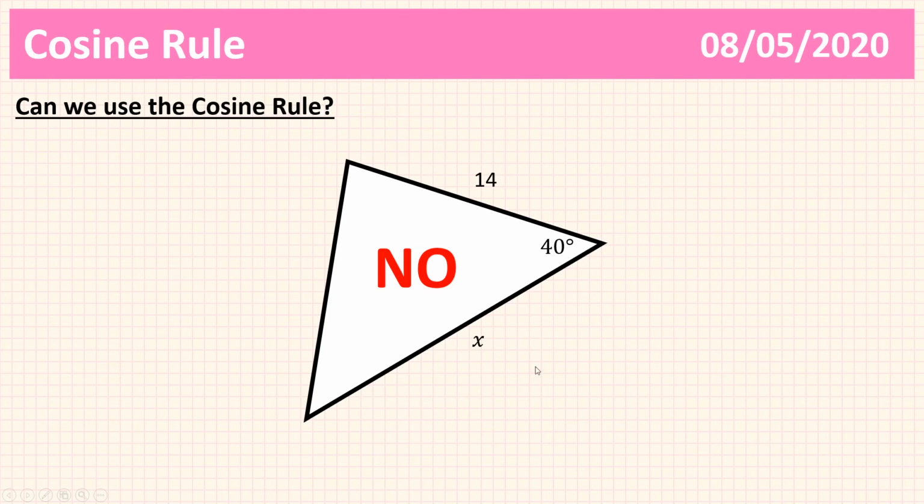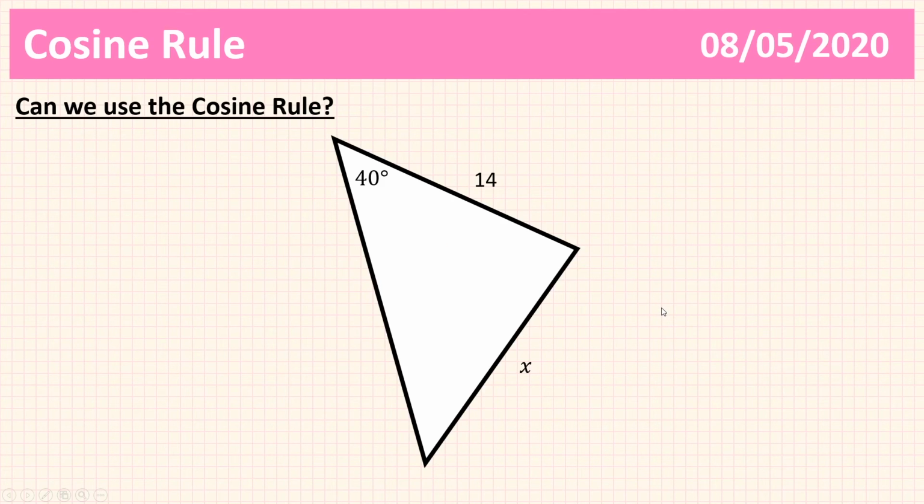Because if we were to label these, we'd label this as C, the 40 degrees is C, but then the opposite side has no value, so we don't know what it is, so we can't apply the cosine rule. Have a look at this one. Can we apply the cosine rule? The answer is no. Even though the orientation has changed, we are still only given 2 sides. We need 3 sides to be able to use the cosine rule.